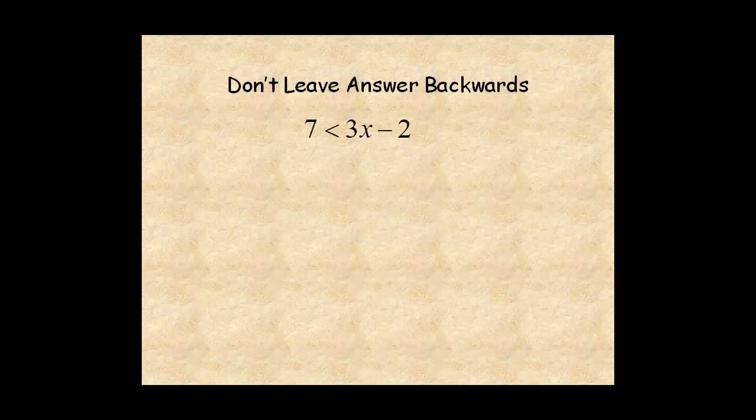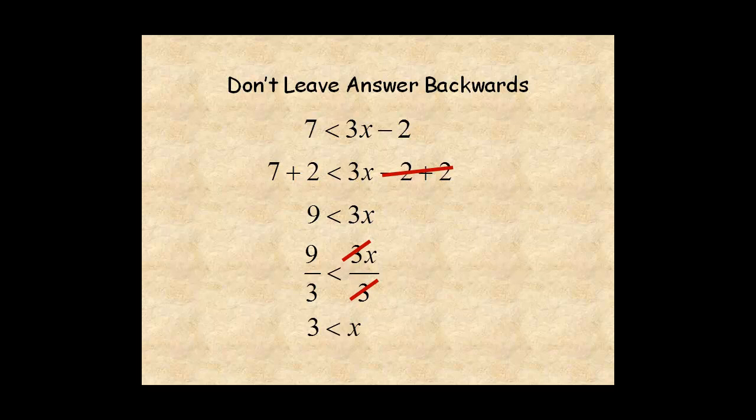Finally, don't leave your answer backwards. For this inequality, after adding 2 to both sides and dividing by 3, you have a solution 3 less than x, which is backwards. Flip this around for a final solution of x greater than 3.